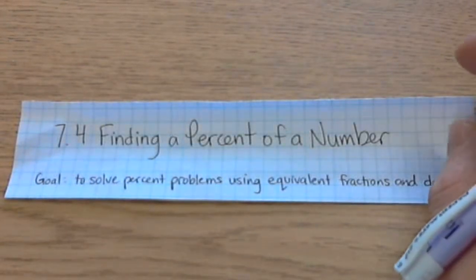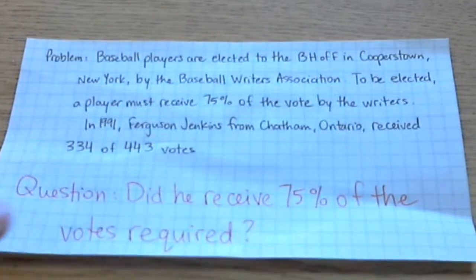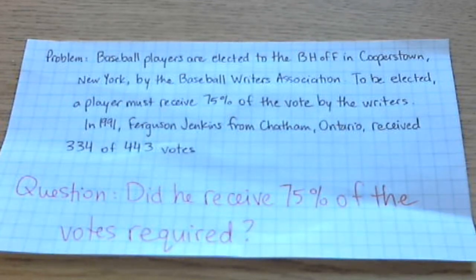So to get into that, let's consider this problem. This is kind of a neat one. Some baseball players get elected to the Baseball Hall of Fame. That's the BHOF. And it's in Cooperstown, New York. And they get voted in by the Baseball Writers Association. Now, to be elected, a player must receive 75% of the vote that's carried out by the writers. And in 1991, so it's a long time ago, a former player named Ferguson Jenkins, who was actually from Chatham, Ontario, was up for nomination, and he received 334 out of 443 votes from the writers.